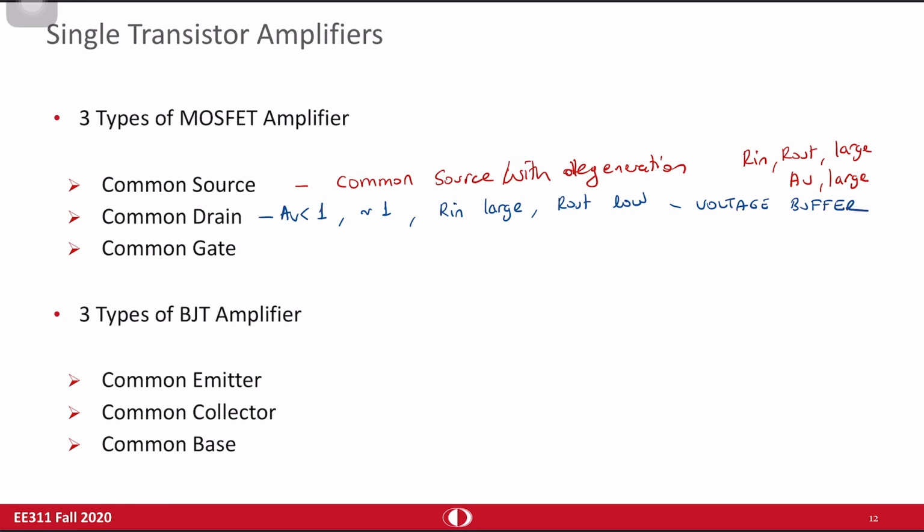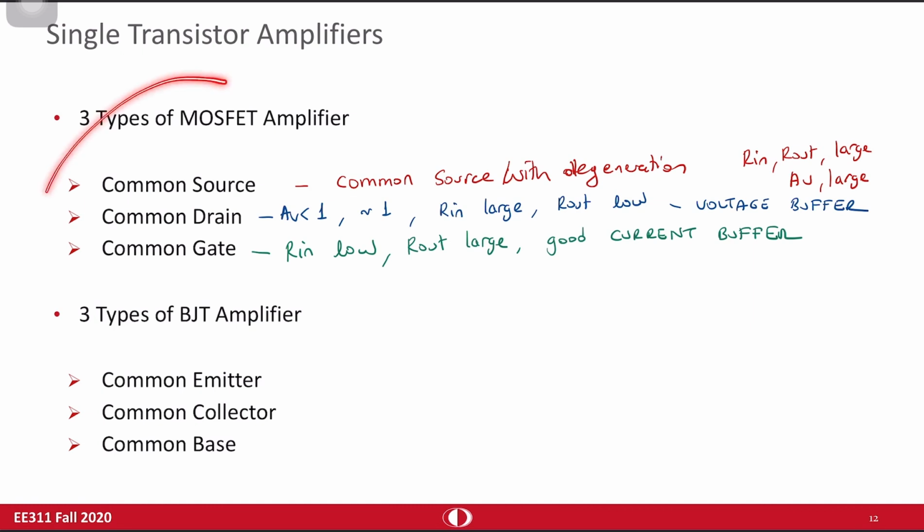And for common gate, Rin is very low. Because of that, you cannot use it as a voltage amplifier, even though the expression is quite similar to the common source one. Rout is large, and it's a good current buffer. So we have completed the discussion on MOSFET amplifiers.